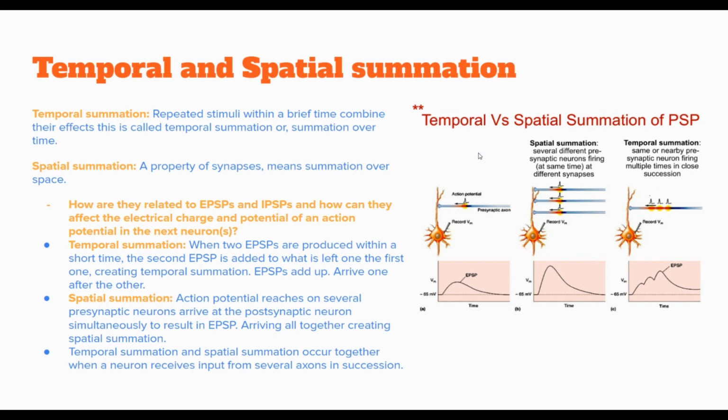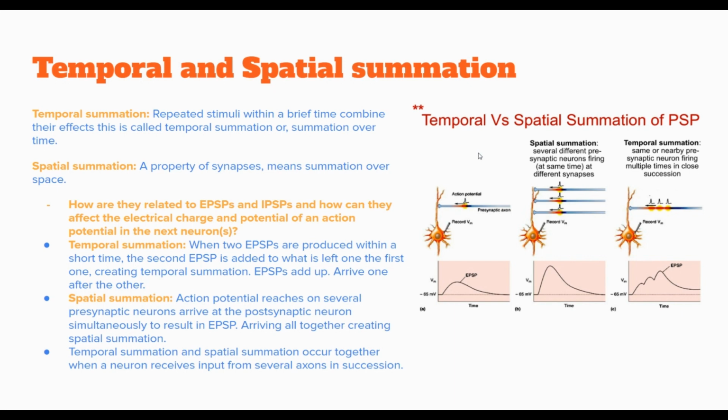How are they related to EPSPs and IPSPs, and how can they affect the electrical charge and potential of an action potential in the next neuron or neurons? Temporal summation. When two EPSPs are produced within a short time, the second EPSP is added to what is left of the first one, creating temporal summation. EPSPs add up and arrive one after the other.